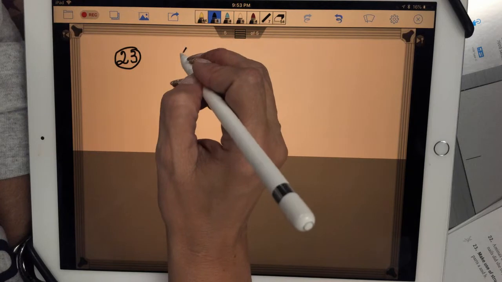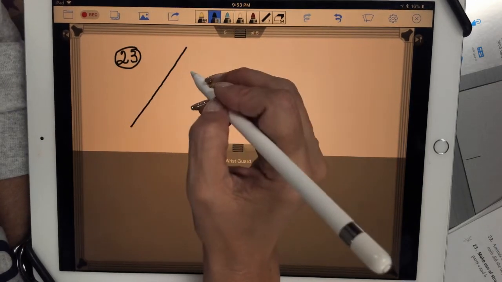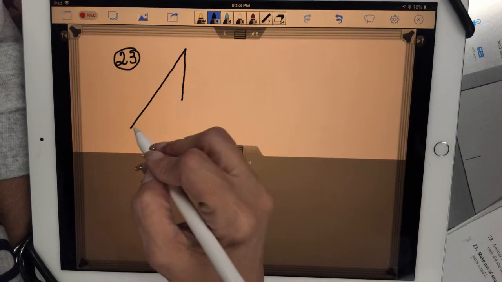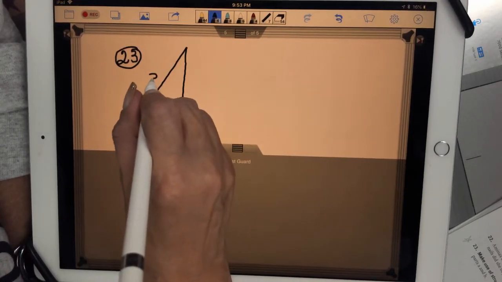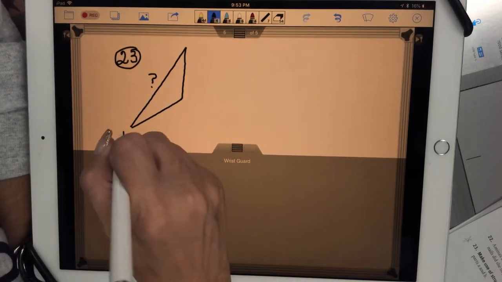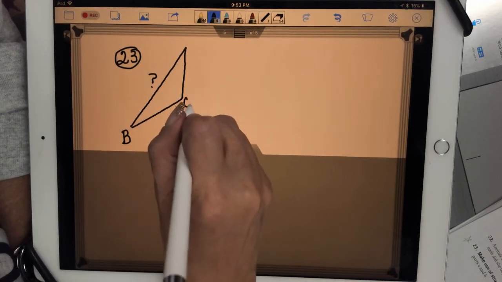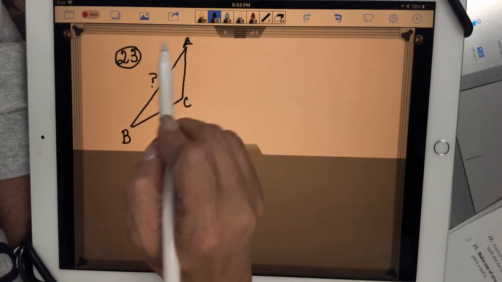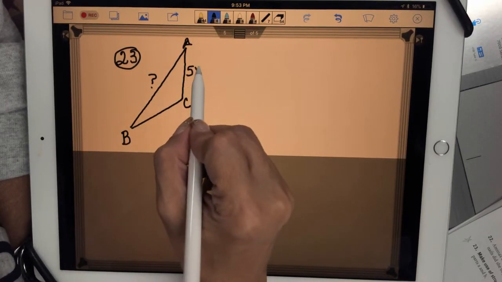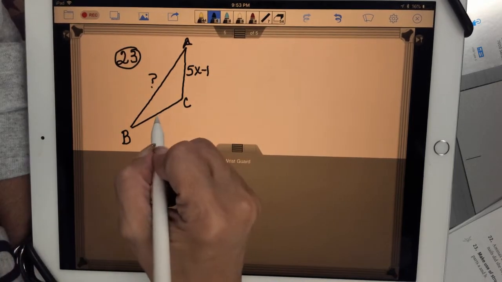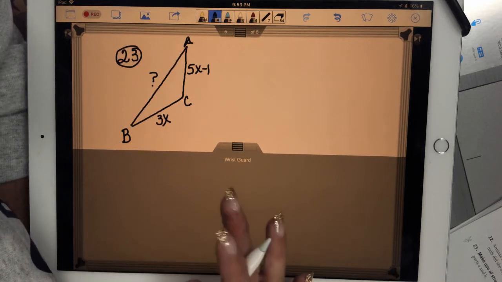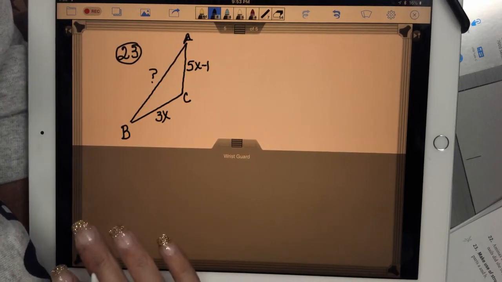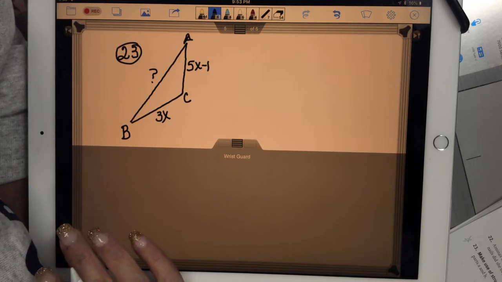Okay, I'm going to try and draw this picture. Oh, hey, that's not too bad. So this is question mark. This is B. This is C. This is A. This is 5x minus 1. This is 3x. Okay, here's the question. Use the diagram to answer parts A and B. The length of AB is twice the length of side AC.